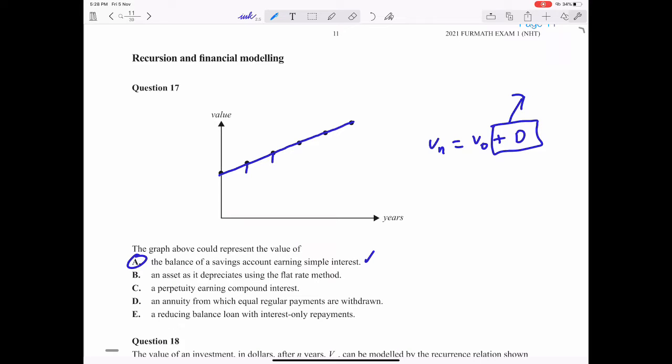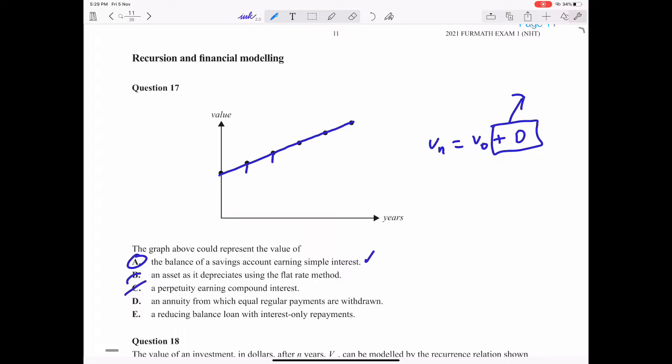Let's just go through the other options. So for B, an asset as it depreciates using the flat rate method, this is incorrect because a flat rate method would have a decrease by a set amount each year, which is not the case in the graph above, so therefore B is incorrect. C, a perpetuity earning compound interest, that is incorrect because a perpetuity would have the same value after each year, so therefore C is incorrect.